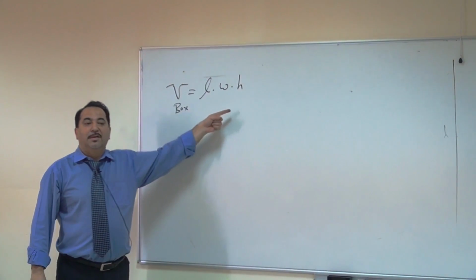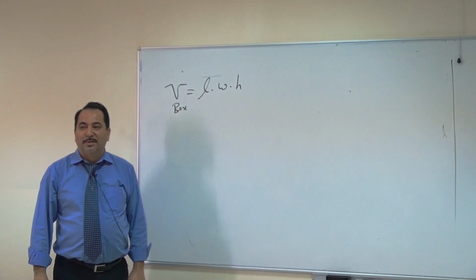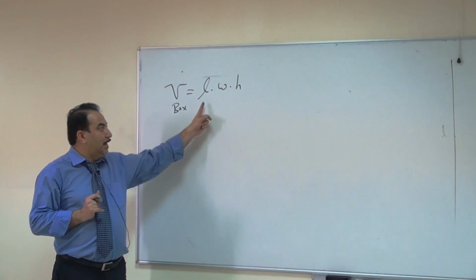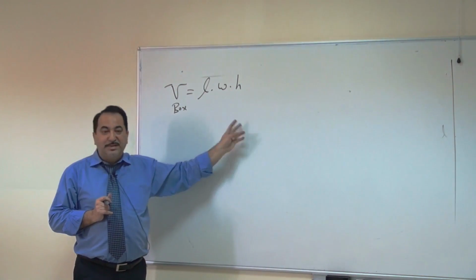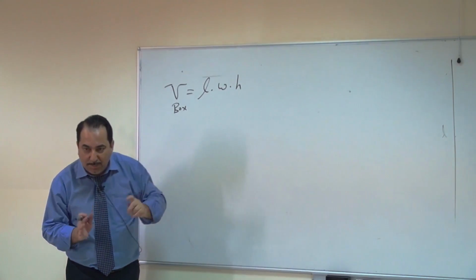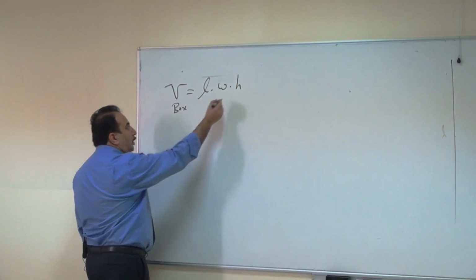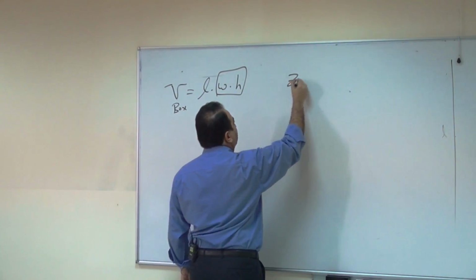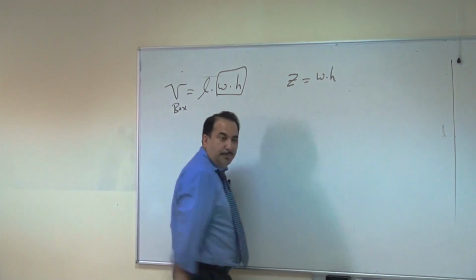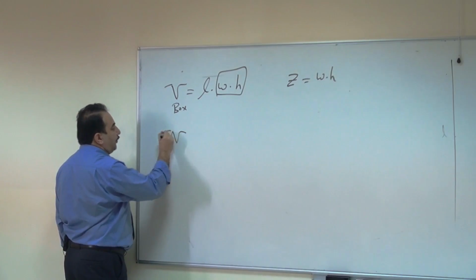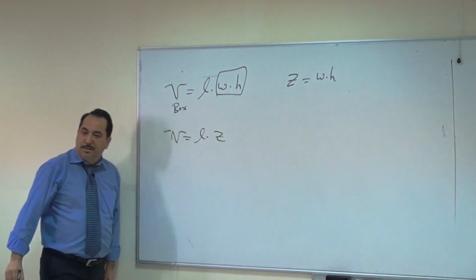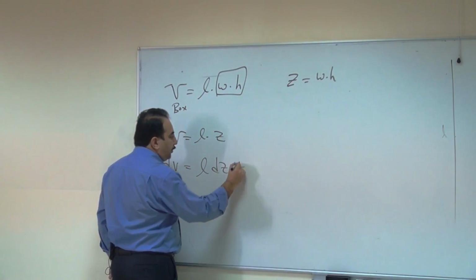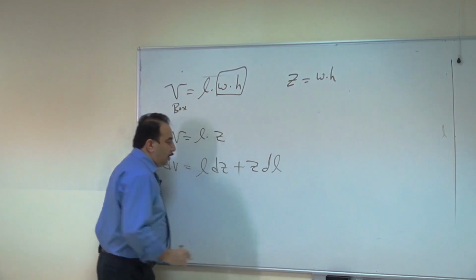Derive. Now, how do you derive this one? One of them will be constant. If you don't know, go back to your calculus. You know how to derive 2, like the area, yeah? But when it's 3, 4, 5, some of you have problems, yeah? So how do you do that? Take 2 of them and call it something else. Let's say I call Z is WH. So my question is now V equals L multiplied by Z. What's the derivative of V? L dz plus Z dl.